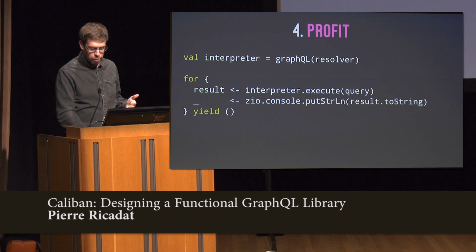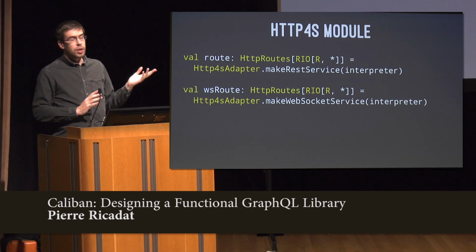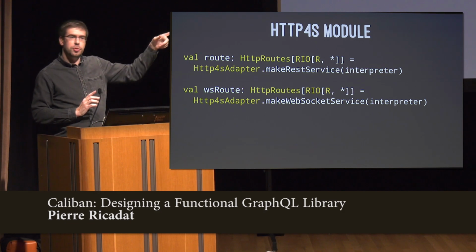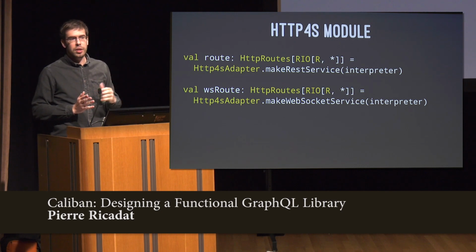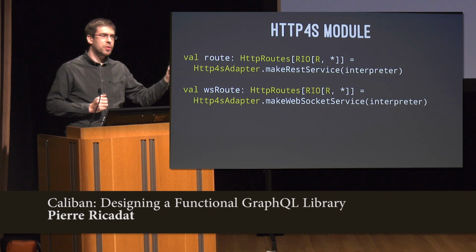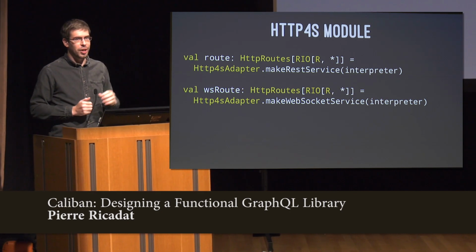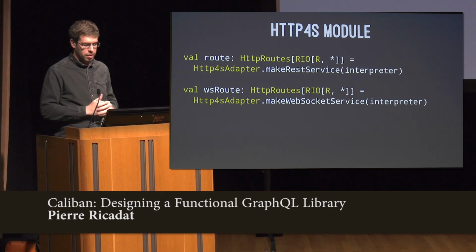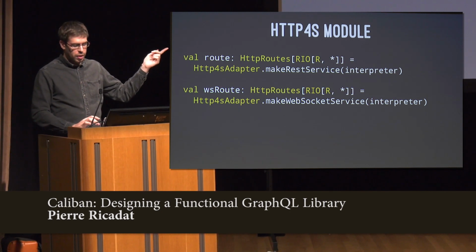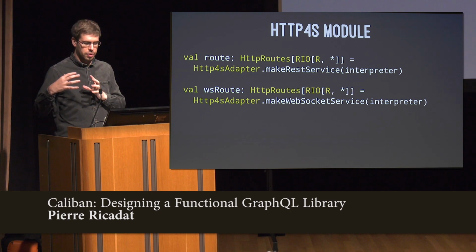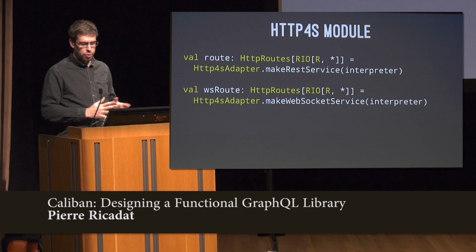backend. So Caliban comes with an HTTP4S module. So you just need to pass your interpreter object that you created before, and it gives you an HTTP4S route that you can serve on any port or server that you want. So it's really a matter of 3 lines to get it running. There is also a make WebSocket service function if you want to get an HTTP route for WebSockets, which is useful if you use subscriptions.